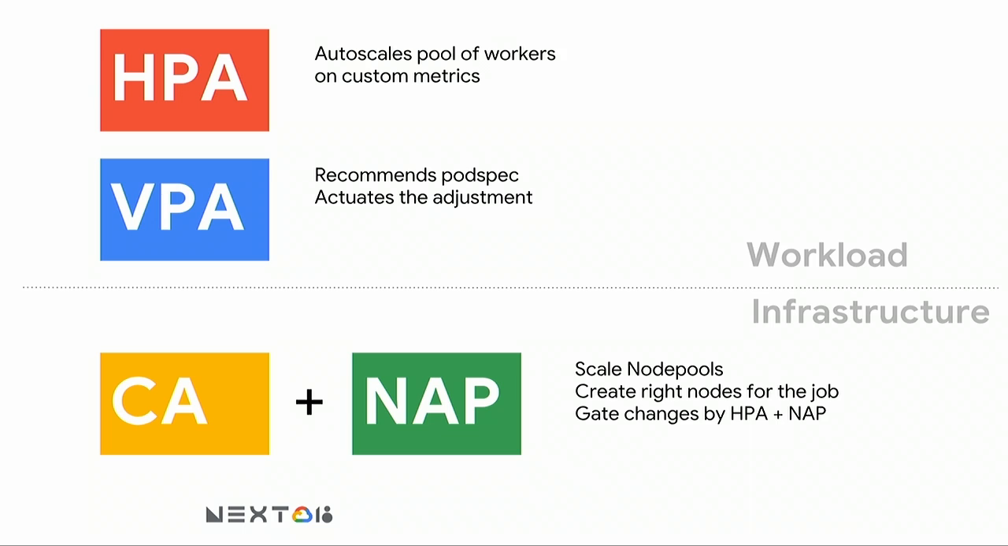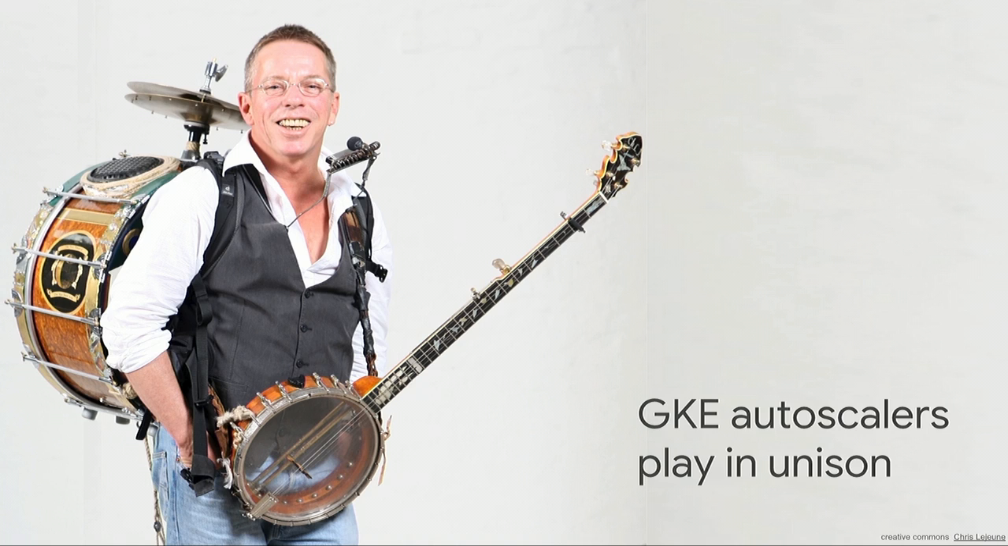So as you can see, you have 4 autoscalers, but in fact, you have 1 system that is autoscaling all of it for you by having all 4 layers talking in unison. So that's what we have.